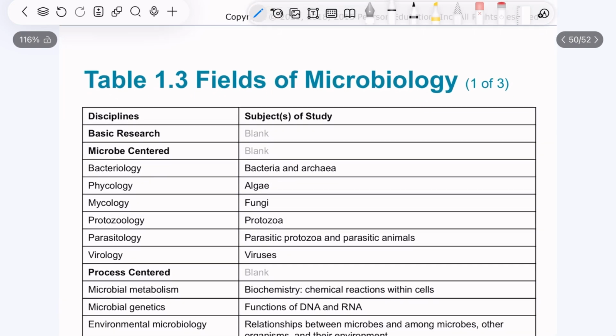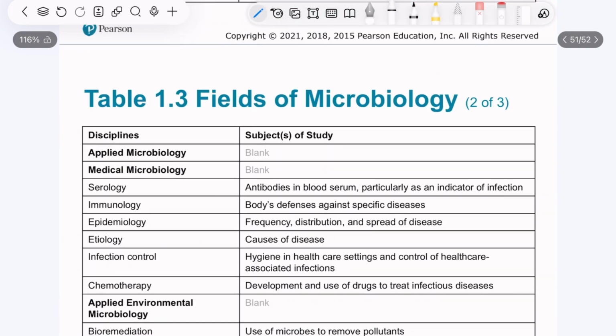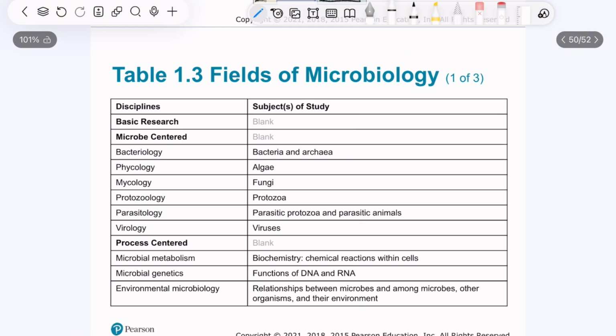And then here are the fields of microbiology. So this is just an FYI, and again, something that she said that you don't have to remember for the upcoming exam.